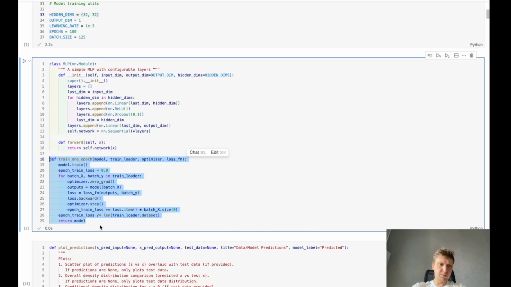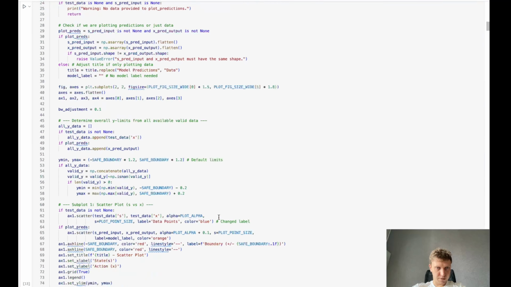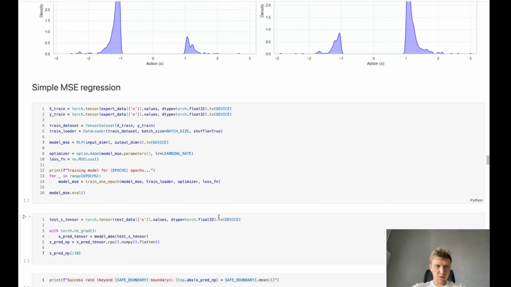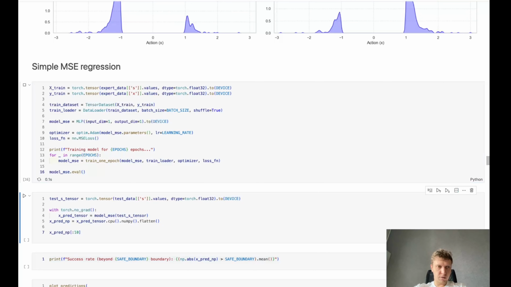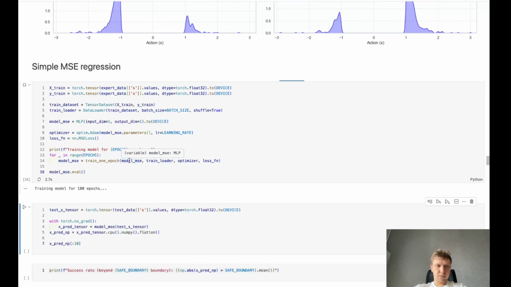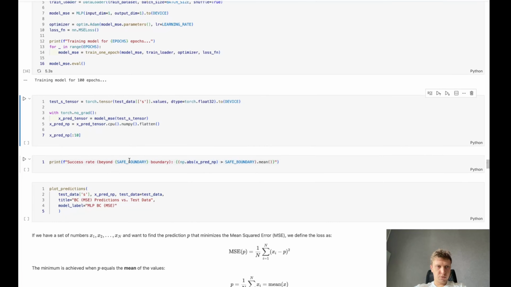Also, I wrote this simple function that trains the model for one epoch. It's a very straightforward, default way to train PyTorch models, so I will not really stop here. Okay, let's just train it. Again, I define the optimizer, MSE loss, and so on. Nothing specific here. It's the default way you train models in PyTorch, and then I train it for 100 epochs. It takes a few seconds, and we will soon get the result.